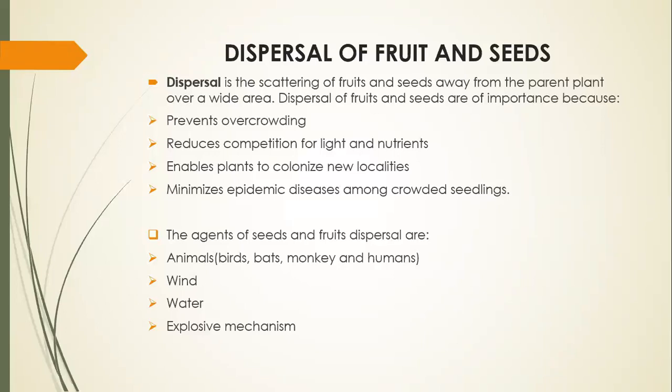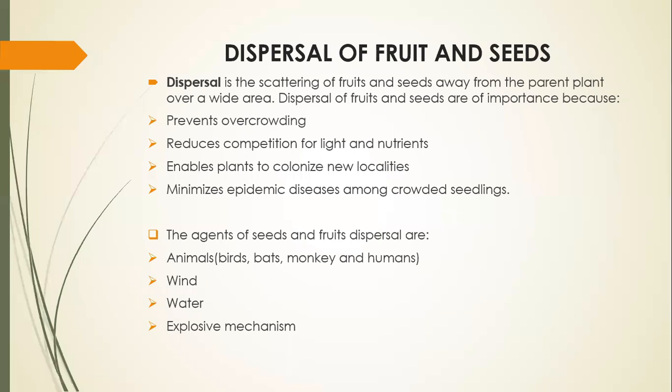Then the next one: dispersal is able to prevent overcrowding and reduce competition for light. Now, it minimizes epidemic diseases among crowded seedlings. So, for the baby plants, it minimizes epidemic diseases when they are not too crowded. So these are the four most important advantages of fruit and seed dispersal.